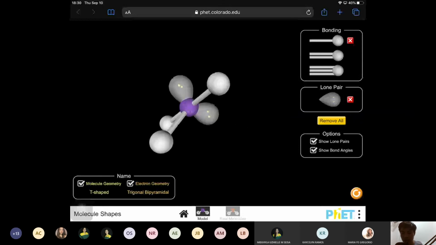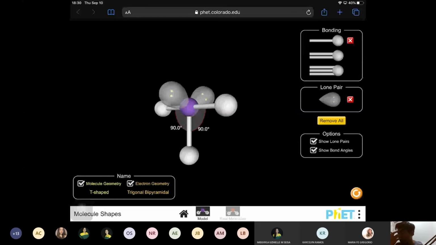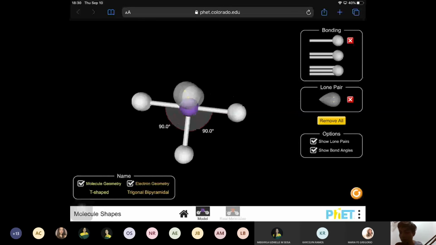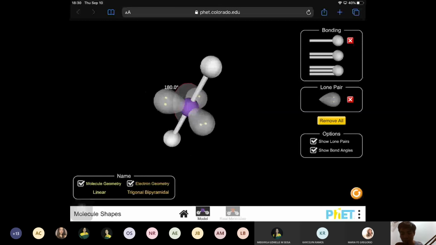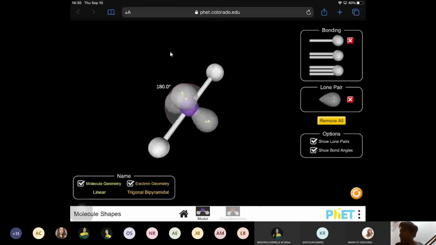Paano kapag dalawa na yung aking E? Ano yung code ko dyan? AX3E2. Paano naging AX3E2? Ito A, ito tatlong X, ito dalawang E. So, ano yung shape niyan? T. So, assert your dominance, letter T. Palitan ko uli yung isa ng lone pair. Tatlo na yung lone pair ko. Ano na yung shape niya? Linear na uli. So, anong code ko dito? AX2E3. So, pag AX2E3, linear na yung shape ko.